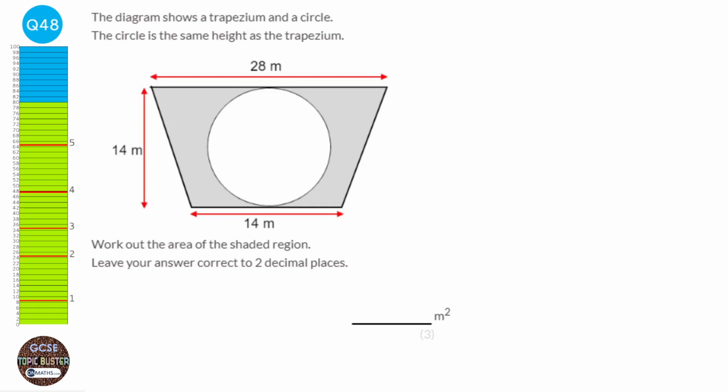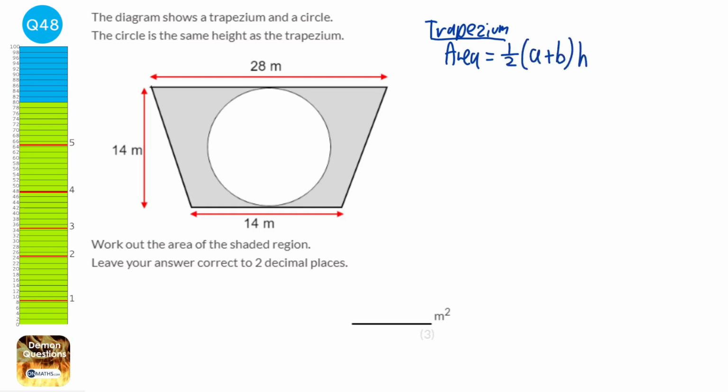So the first thing we're going to do is work out the area of the trapezium. And the formula for that is half brackets a plus b times h. Now a and b have to be the parallel sides. So here we've got the two parallel sides, here and here. So that is a and b.